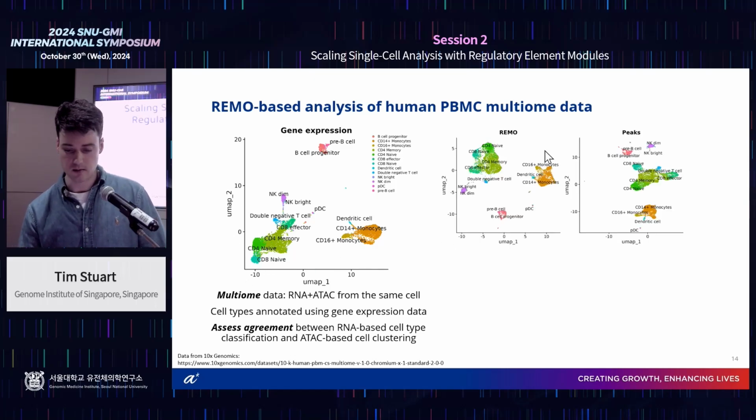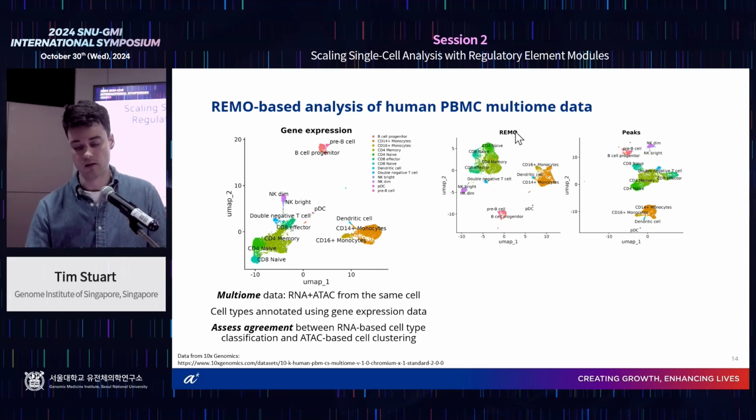So that's what we did. And here you can see UMAPs created from either quantifying these REMO modules or peaks, and they look similar. They both do a fairly good job of separating out the different cell types in the data set. Here again, the cells are labeled by their RNA-derived cell type.